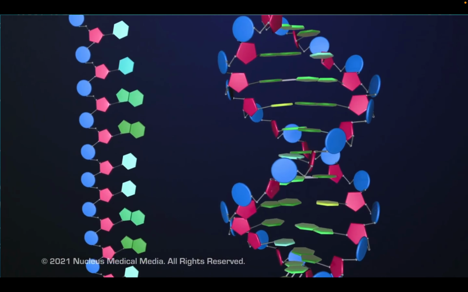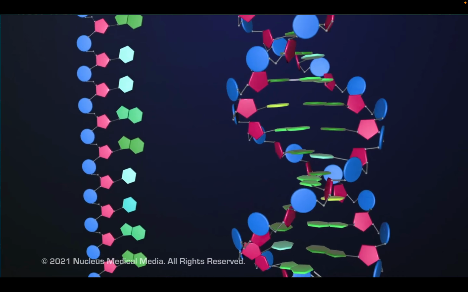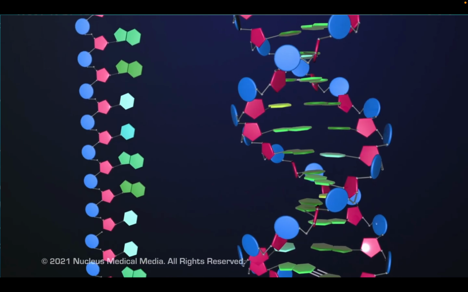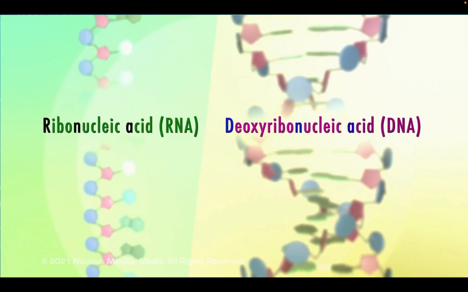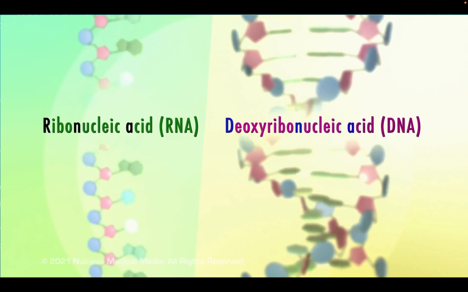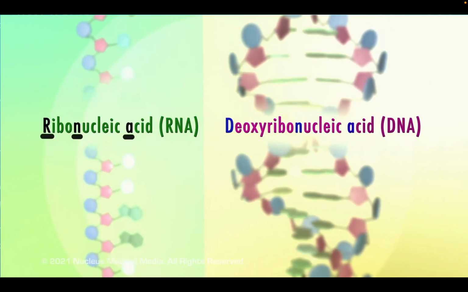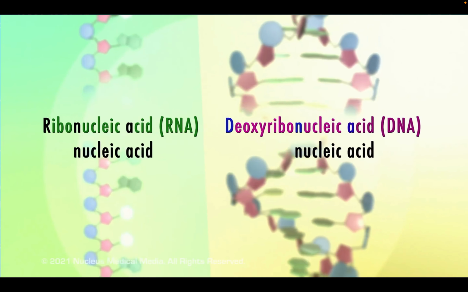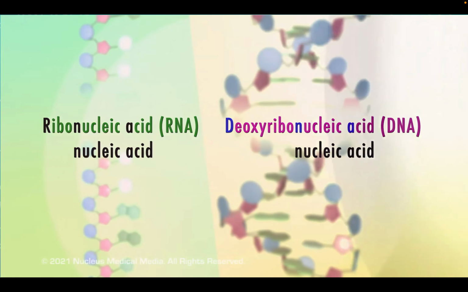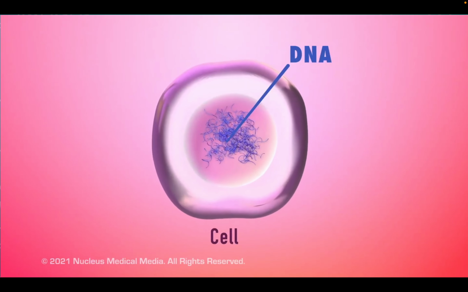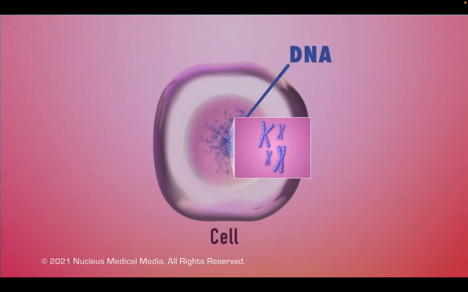A nucleic acid is an organic macromolecule, which means it's a large organic compound made from thousands or hundreds of thousands of smaller molecules. There are two types of nucleic acids: deoxyribonucleic acid, or DNA, and ribonucleic acid, or RNA. Notice that both terms actually contain the words nucleic acid in them. In living organisms, DNA is the main component of chromatin, which will condense into the familiar chromosome shape prior to cell division.